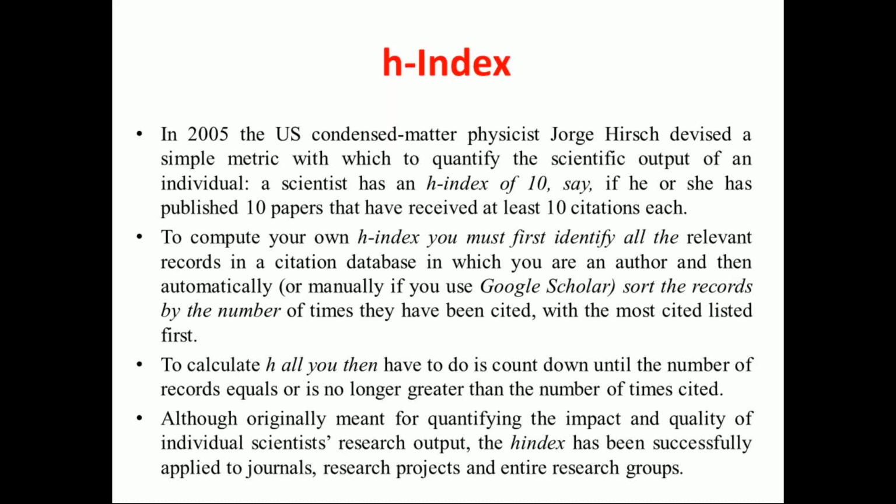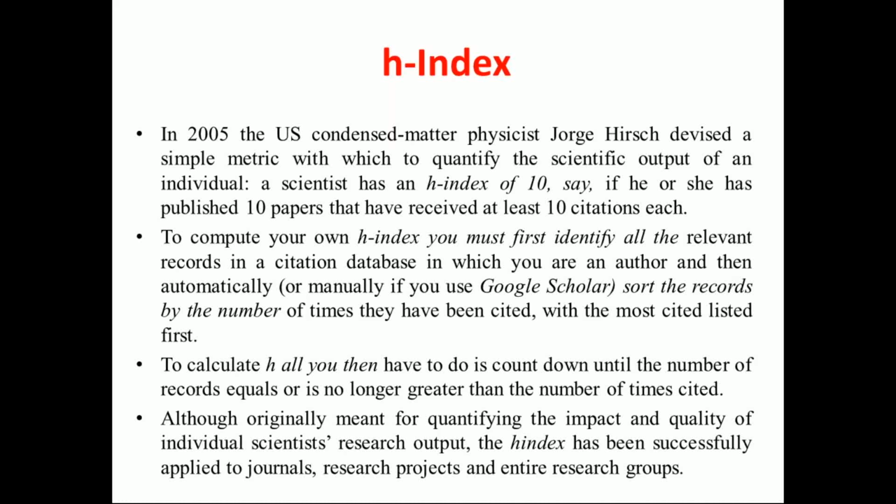For the time being, it may not be clear. Let us go by examples. I think I am capable of clarifying it. To compute your own H index, you must first identify all the relevant records in a citation database in which you are an author, and then automatically or manually, if you use Google Scholar, sort the records by the number of times they have been cited, with the most cited first.